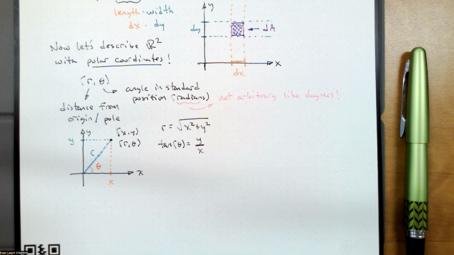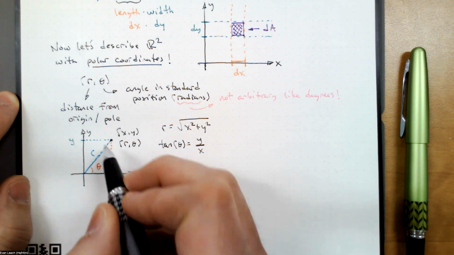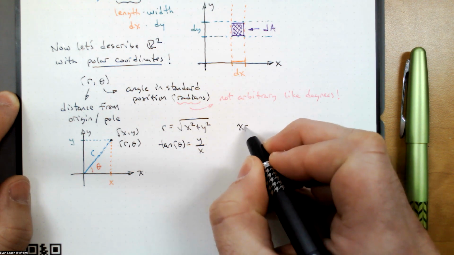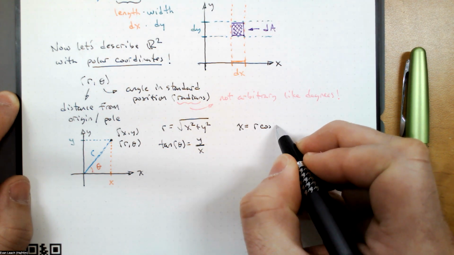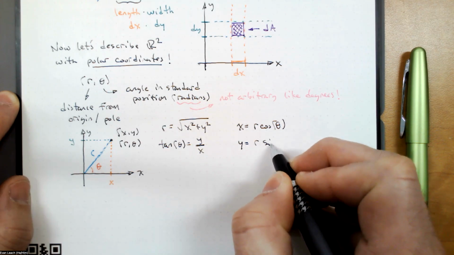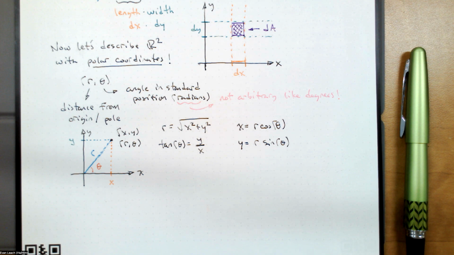If you want x in terms of r and theta, then x is adjacent, r is hypotenuse. So we could say x is r cosine theta, and y is r sine theta. So if we have polar coordinates, we can write rectangular coordinates. If we have rectangular coordinates, we can write polar coordinates.